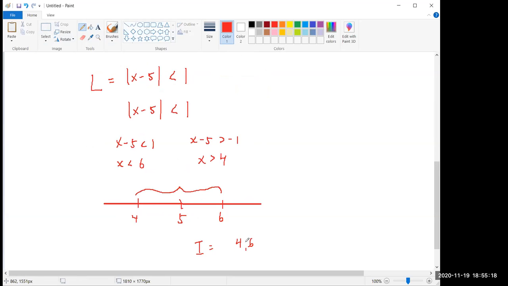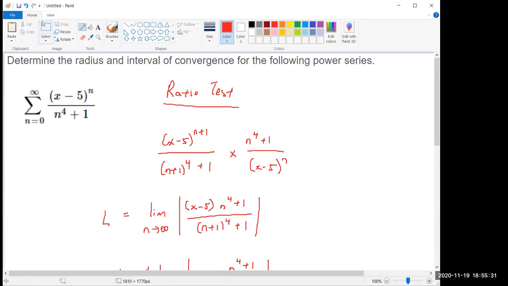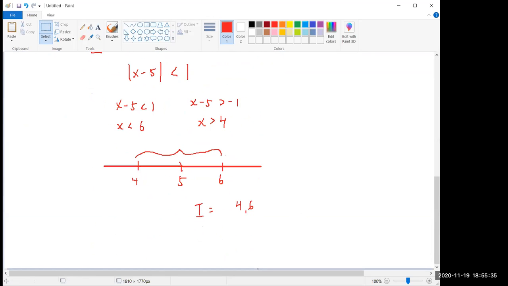But the question is, does it actually converge on the endpoints as well? So at 4 and at 6, we don't know because those are where it's inconclusive according to the ratio test. So we have to test it. So going back to our original series, which is this thing right here, we'll have to test the endpoints now. So let's test x equals 4 first.